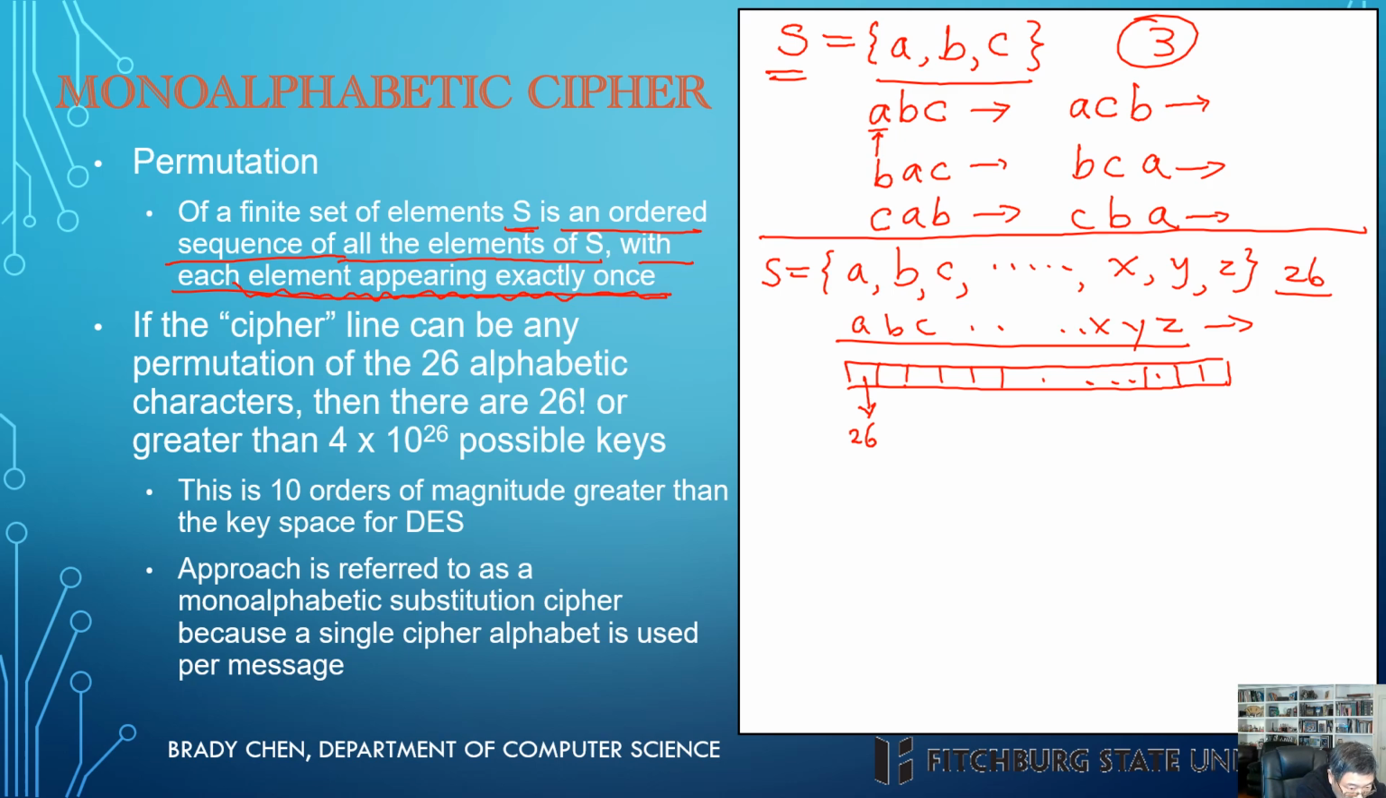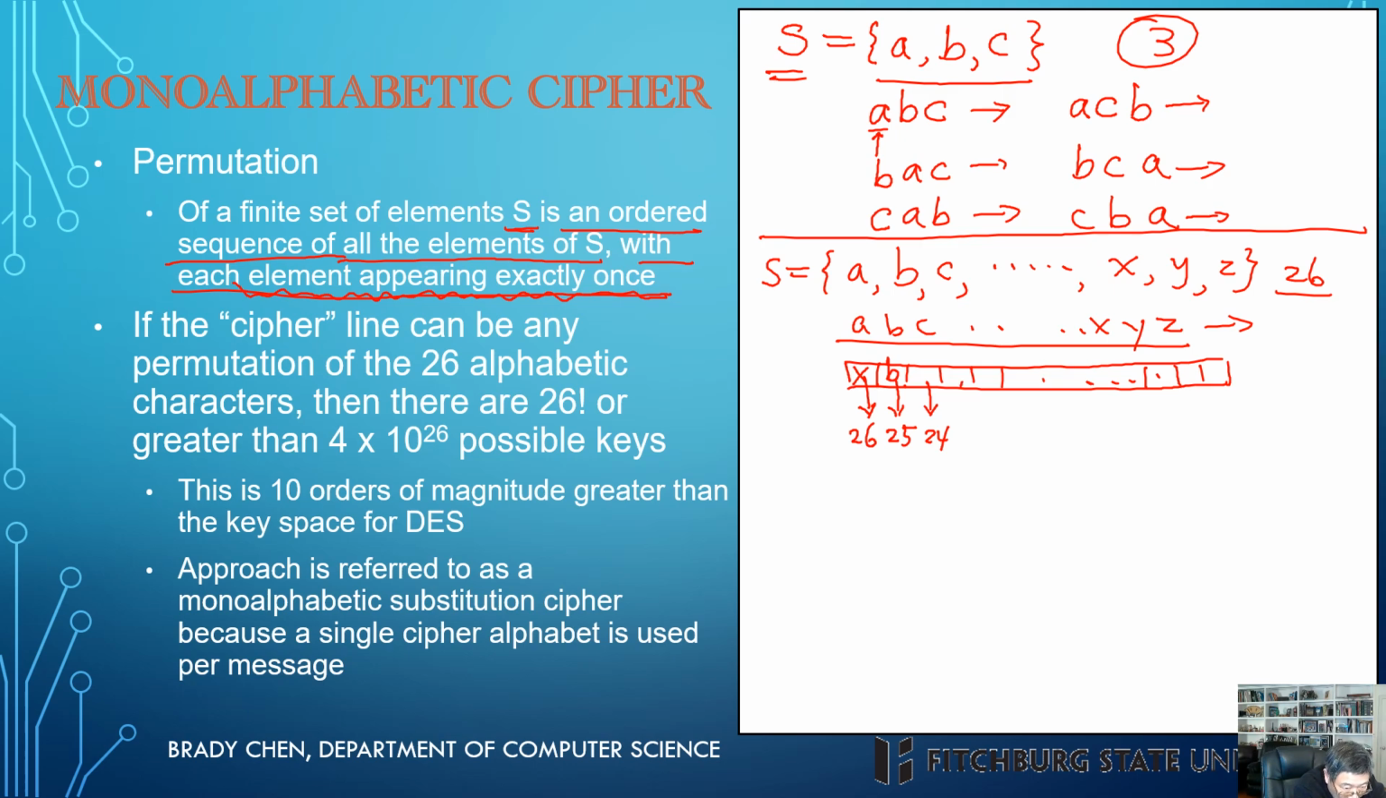Now, once we select a character in the first position, let's say we select X, then for the next position, how many letters can we select? You can select A, B, C, but we cannot select X because X is already selected. So we have a total of 25 different letters to select. Now suppose we select B here. For position 3, how many letters can we select? 24, right? We can select any letters except X and B.